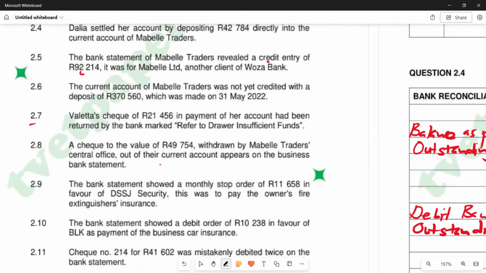So 2.8, a check to the value of 49,754 withdrawn by Mabele Traders Central Office out of their current account appears on the business bank statement. So what does it mean? It means this money was not supposed to be reflected on our bank statement. That's a mistake. It was debited since it was withdrawn. When we withdraw, our bank statement is debited. So it was debited on our bank statement, and it was not supposed to be debited. So you have to go to the credit side to enter it so that we remove it. So it's a bank error again.